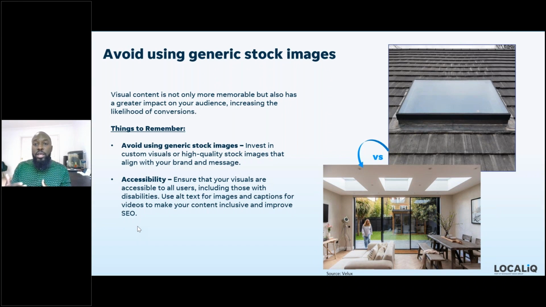And so in order to do that, you want to use alt text for images and even captions for videos, because that will not only make your content inclusive, but it will also help improve your SEO. Because again, those search engines, even YouTube for videos, look at the alt text, they look at the captions, they look at those meta tag descriptions to help understand what your content is about and when they should serve your content to people that are searching for it.